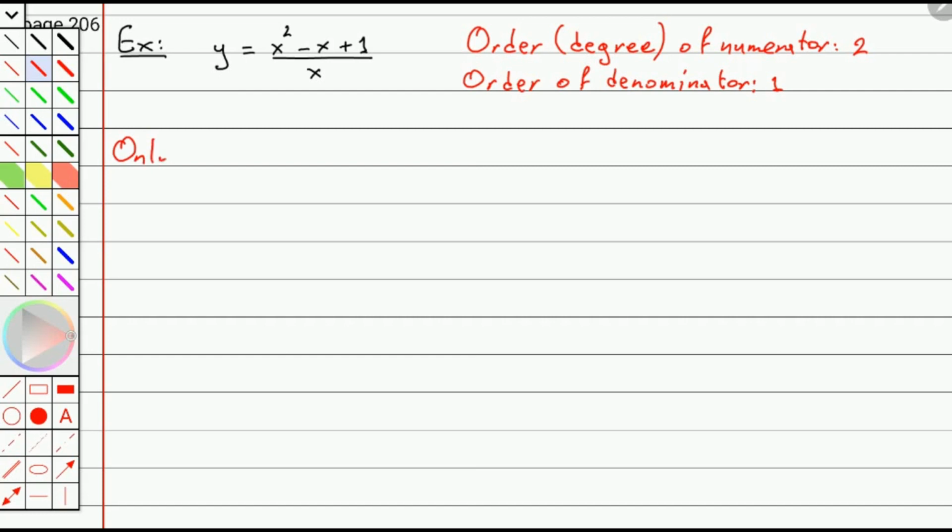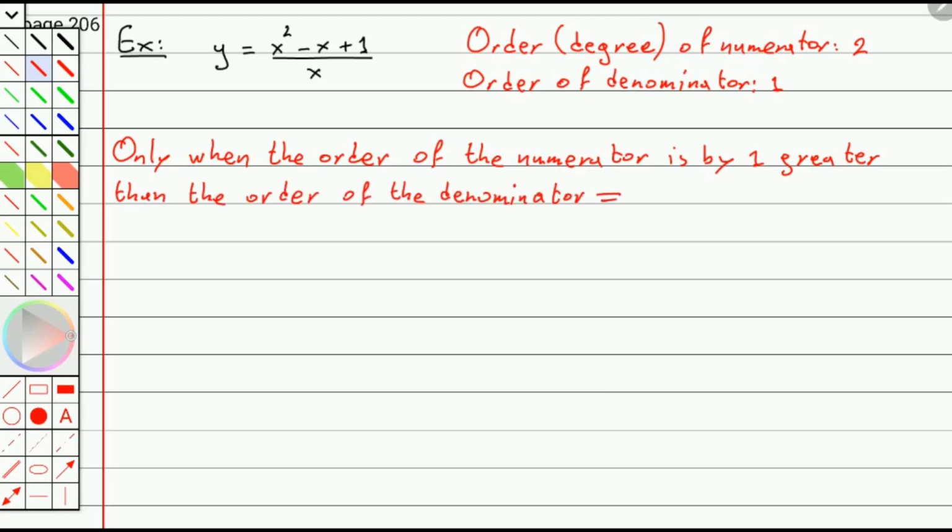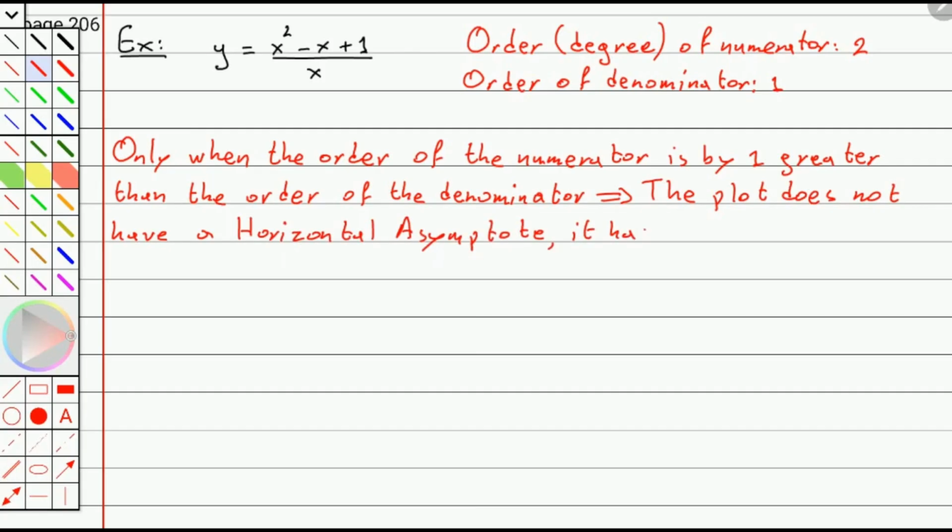So only when the order of the numerator is 1 greater than the order of the denominator, the plot does not have a horizontal asymptote, it has an oblique asymptote instead. So we have an oblique asymptote, a lateral asymptote, that we are going to see how to calculate. Let's do the procedure once again.